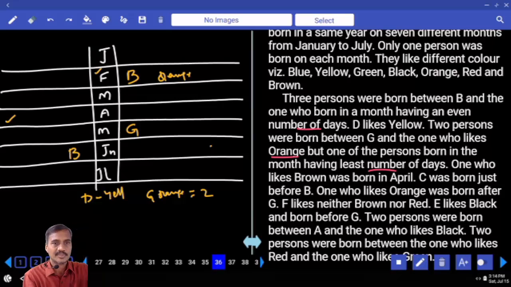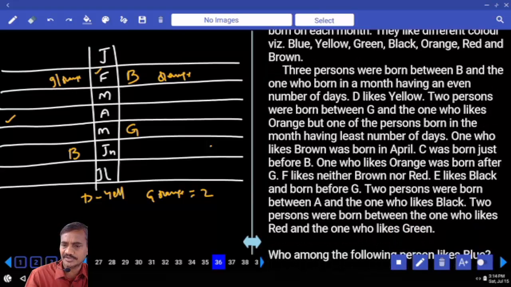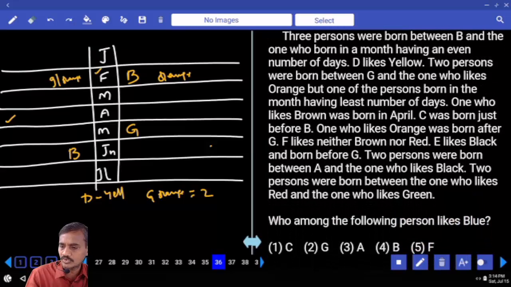Either G or orange will be here. Anything could be at this place. Then, G and the one who likes orange, but one of the persons was born in the month having the least number of days. The one who likes brown was born in April. Now this is about brown and April.